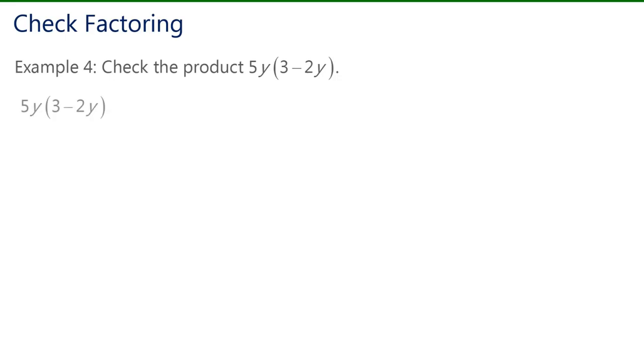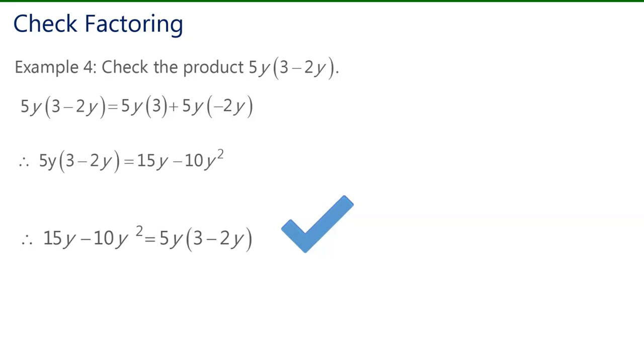As mentioned earlier, the distributive property is a great way to check your factoring. So let's check the product 5y outside of 3 subtract 2y. We distribute the 5y to the 3 to get 5y times 3, and we distribute the 5y to the negative 2y to get plus 5y times negative 2y. So 5y outside of 3 subtract 2y is 5y times 3, which is 15y, and then 5y times negative 2y is negative 10y squared. This agrees with the original factoring.